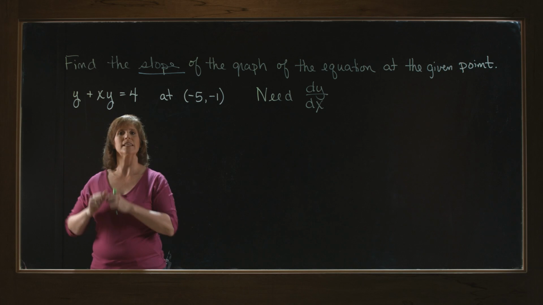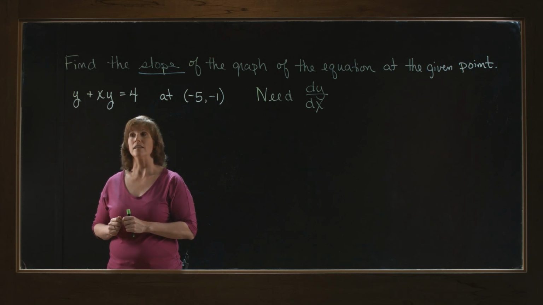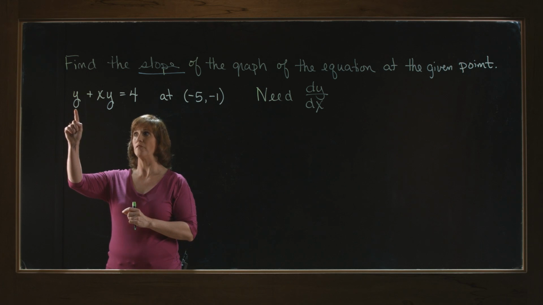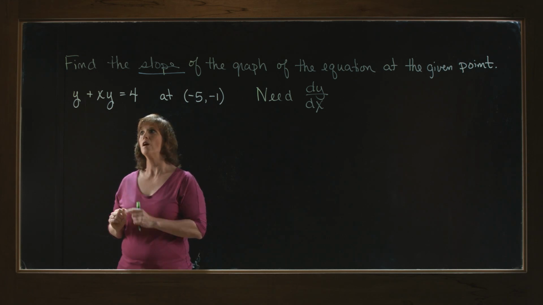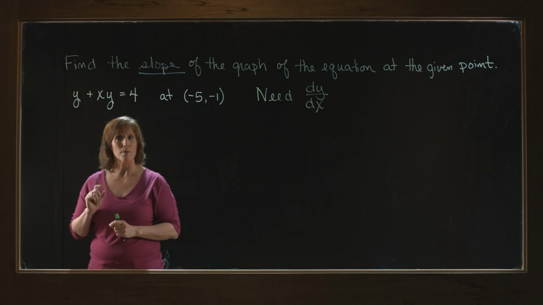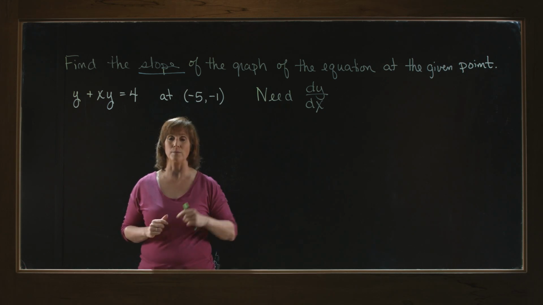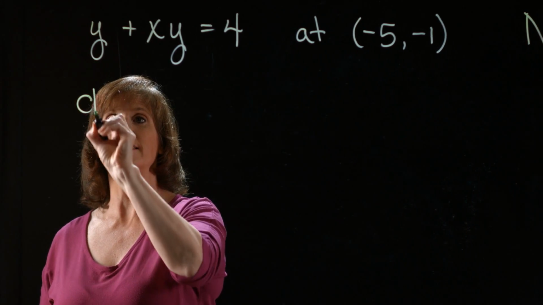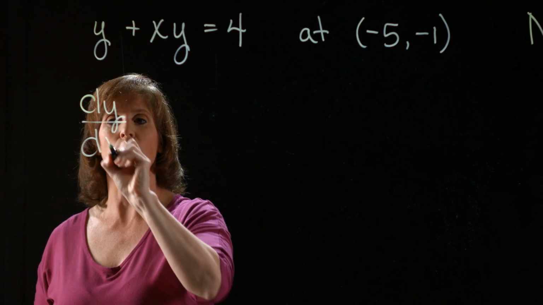So if I take a look at the left-hand side of my equation, I have a sum. So I'm going to start out with my sum rule, which means I take the derivative of each piece individually. So what is the derivative of y? Now remember, we're looking for dy/dx, so I'm taking the derivative with respect to x. So this first derivative is simply dy/dx.